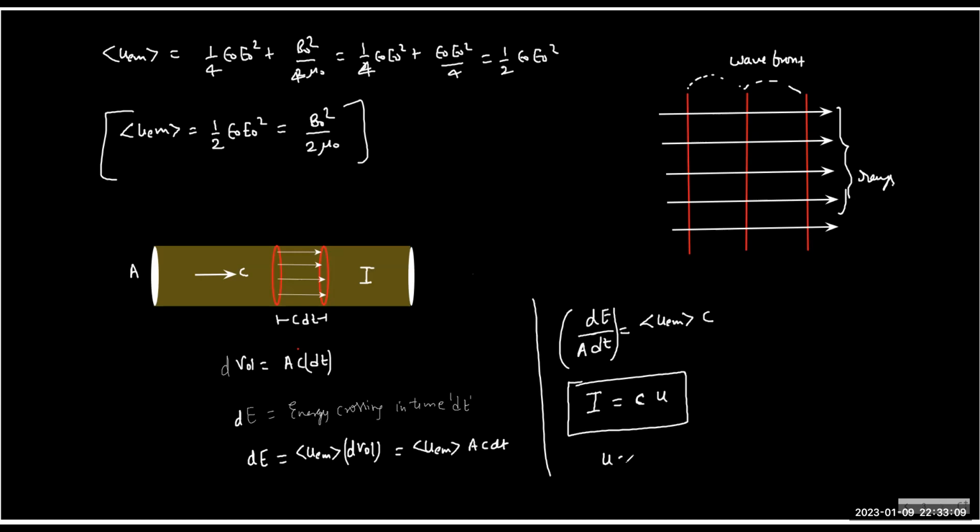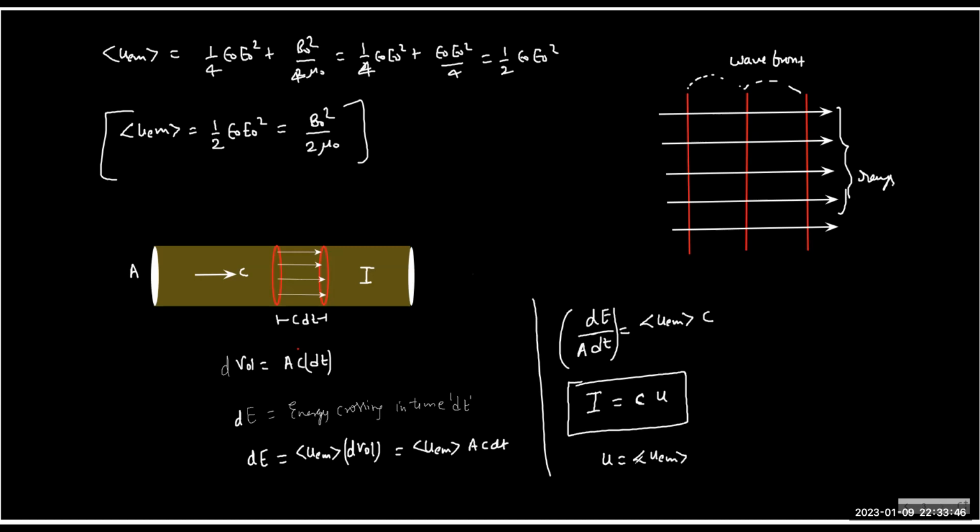So here, U is a nice way to represent the UEM. So I equals CU. It's easy to remember the formula, at least this way. So for any parallel beam, now remember this derivation is for the parallel beam. If you are not having the parallel beam, do not jump to this formula. You have to rederive it from scratch. But in most of the cases which you are going to deal with, this is sufficient. And definitely for JEE-Mains, this is more than sufficient.